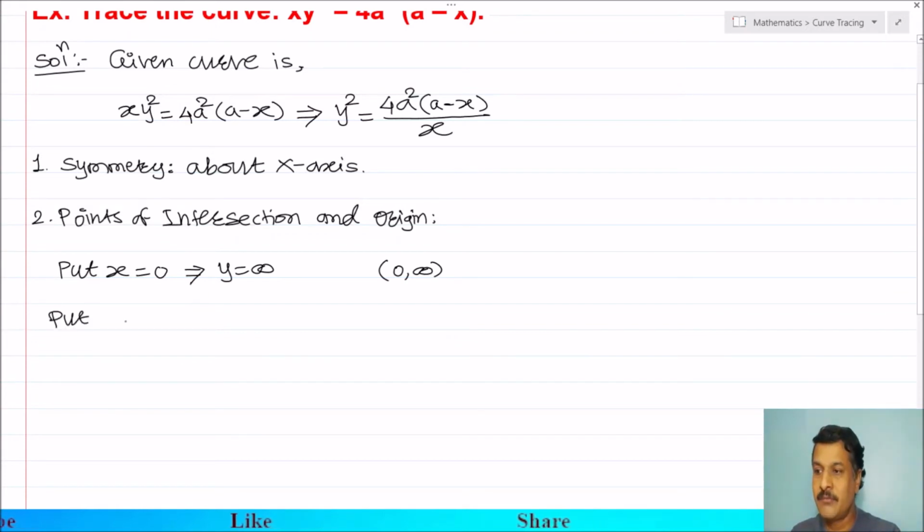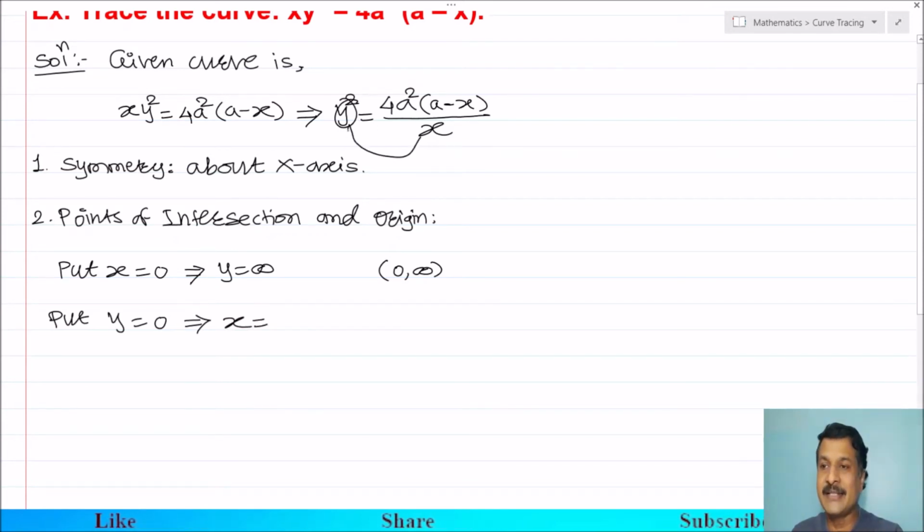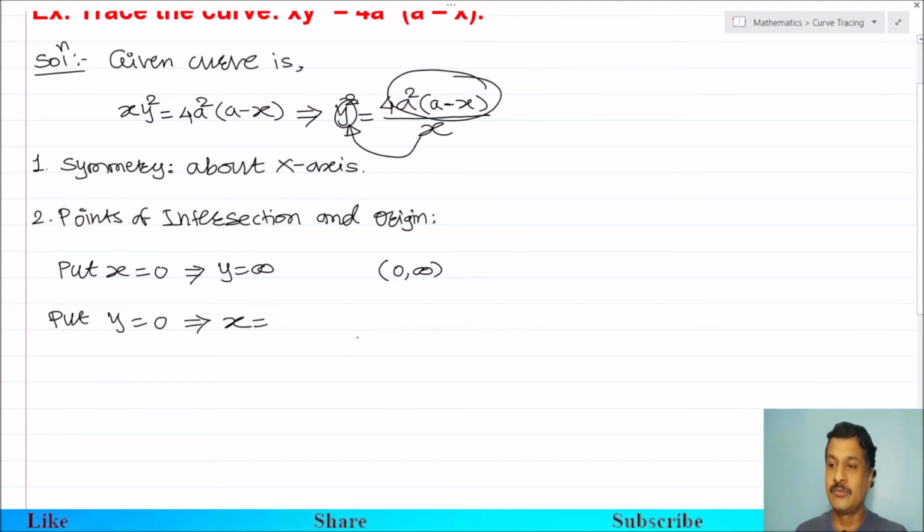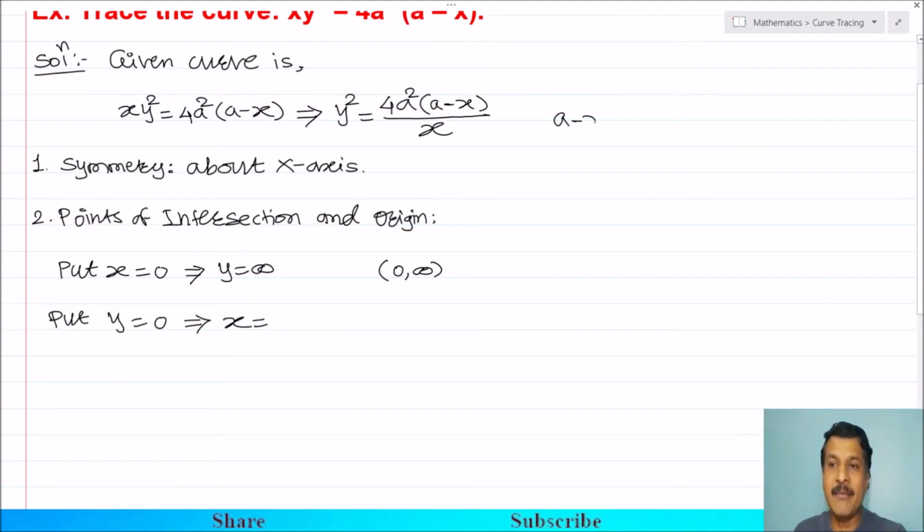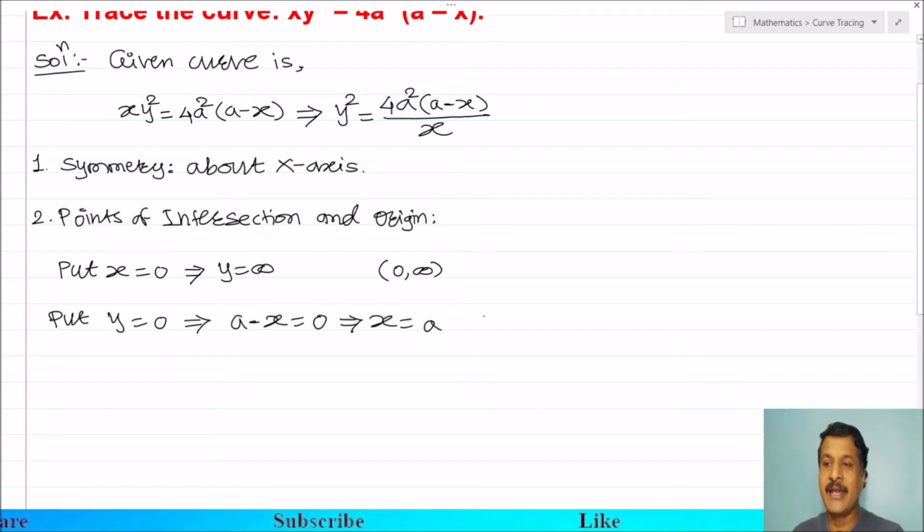Now put y equal to 0. What does this imply? If we put y equal to 0, the right hand side is equal to 0. It means that a minus x equal to 0, which implies x equal to a, and therefore the point is (a, 0).